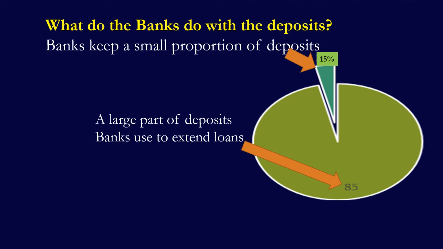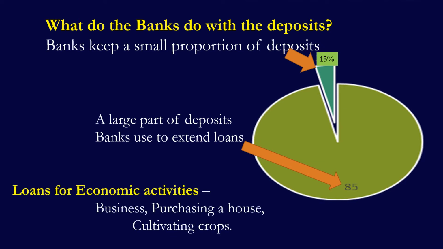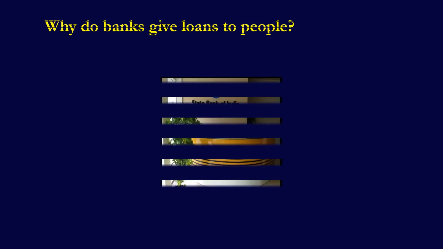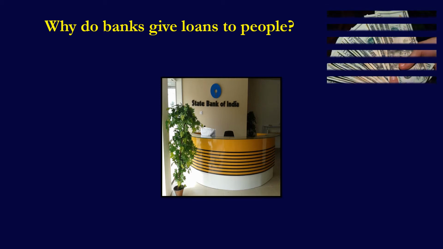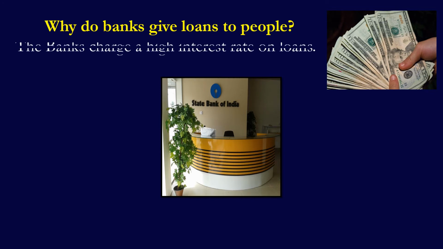Banks provide loans to people for their economic activities like for starting a new business, purchasing a house or cultivating crops. Now the question is, why do banks give loans to the people? Or what is the main source of income for banks? The banks give loans to the people for making a profit. Banks charge a high interest rate on loans, a higher interest rate than the interest rate the banks give to the people on their deposits.